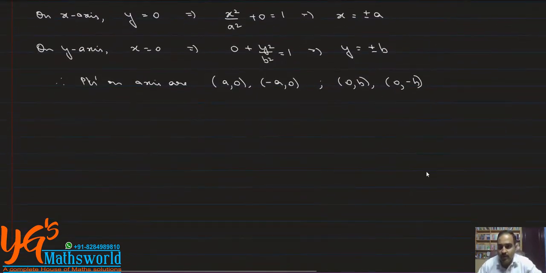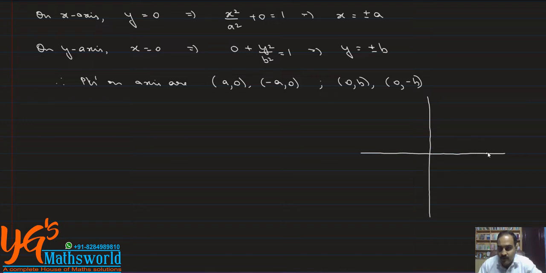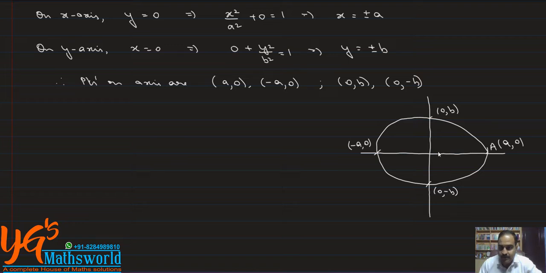So I am first of all plotting the diagram for this one. This is a rough diagram. So this is the vertex A whose coordinates are a and 0. This has vertices as minus a, 0. Now this is the co-vertex and its coordinates are 0, b, and this is 0, minus b. This is our region O, A, B, C and D. So these are the coordinates of our ellipse.